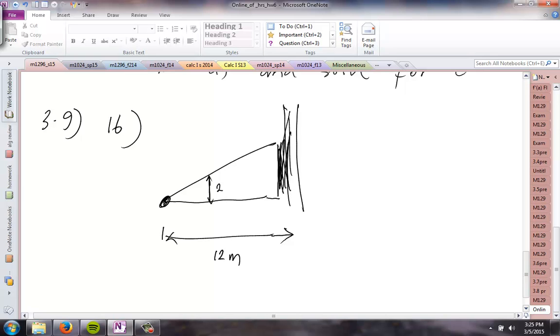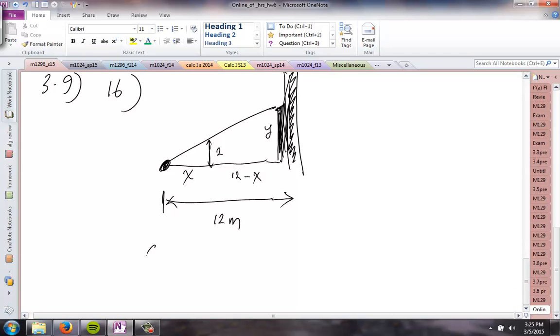So I'm going to call the distance from the light to the person x. Okay. Alright, and the height of the person's shadow on the wall, I'm going to call y. Alright, so the distance from the person to the building, or the wall, is 12 minus x.